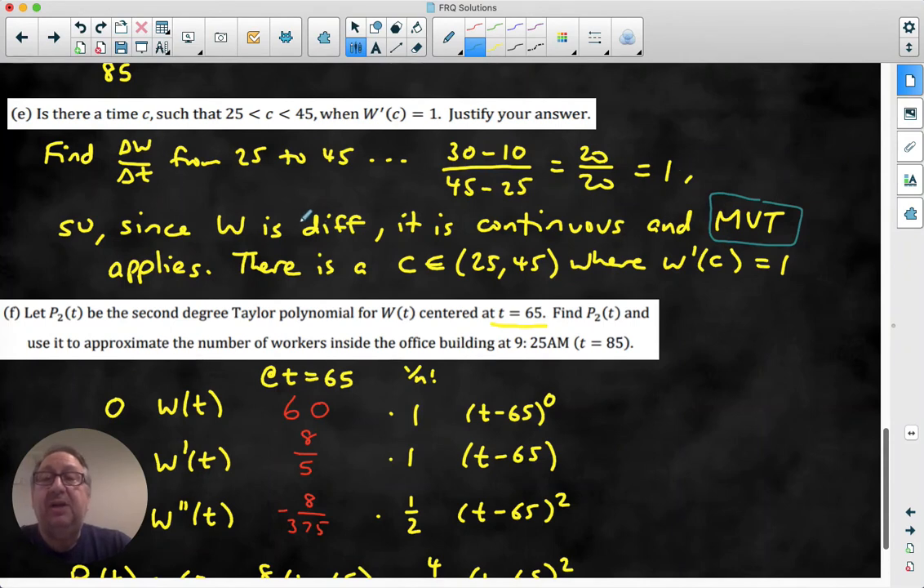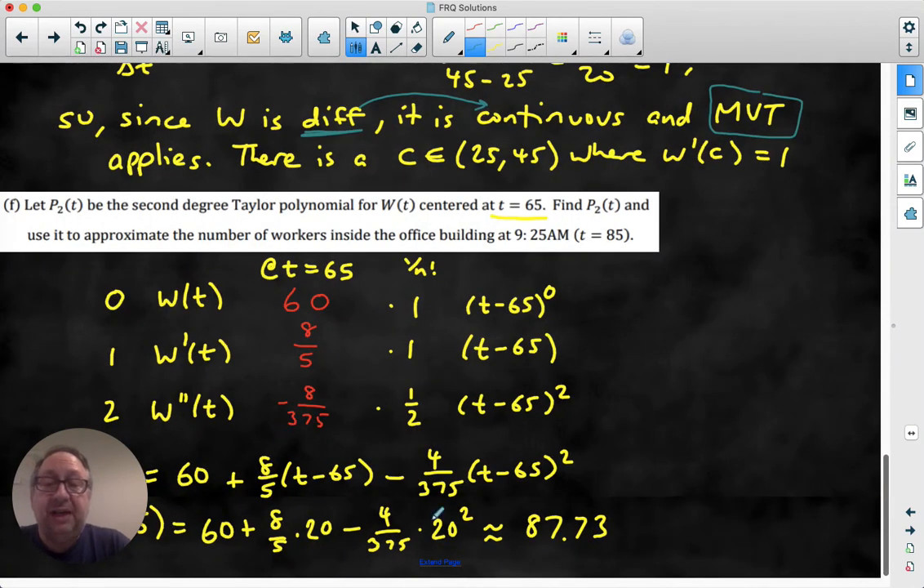I did want to make sure that we can use the mean value theorem. That's assuming that W is differentiable and continuous. They tell us it is differentiable, twice actually to get to a second derivative. But if it's differentiable, that guarantees it is continuous, so I state that. Mean value theorem applies, and therefore we have our answer.